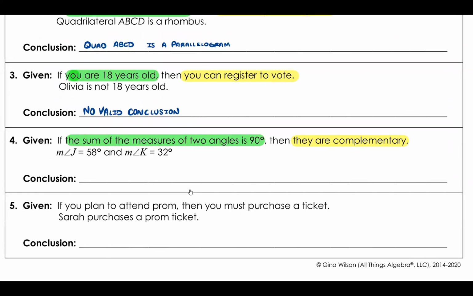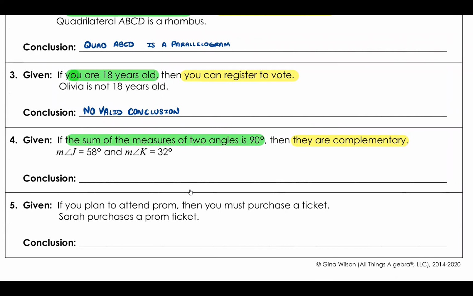They tell me the measure of J is 58 and the measure of K is 32. So let's do a little quick math. 58 plus 32. 8 plus 2 is 0. Carry the 1. 1 plus 5 is 6, plus 3 is 9. Well, old school. So what can we conclude about K and J?